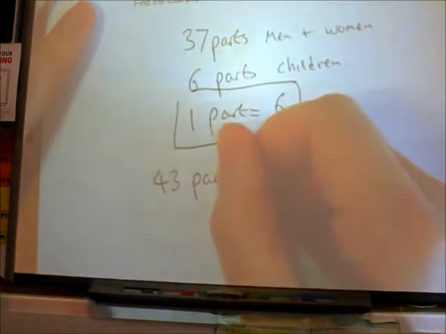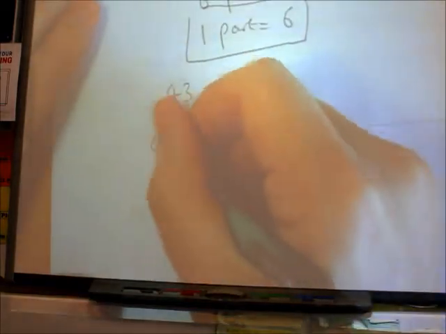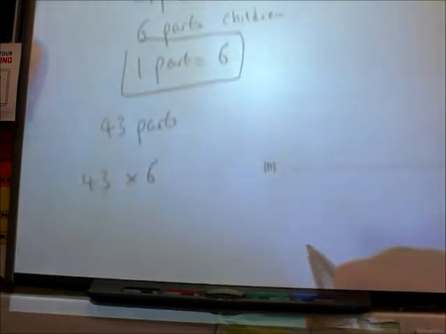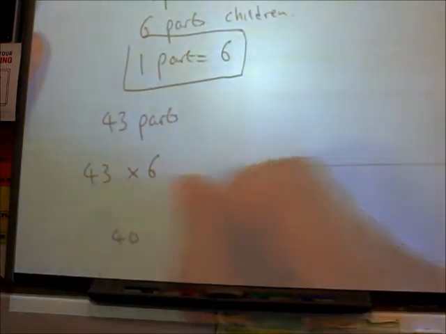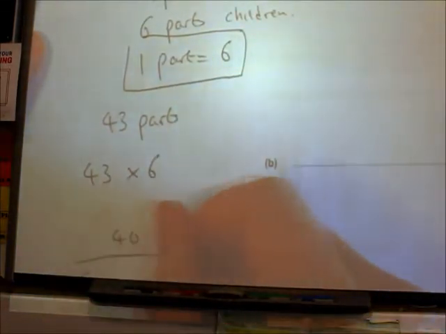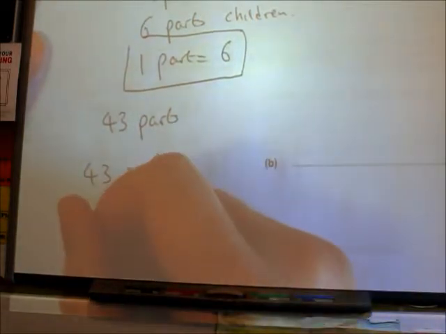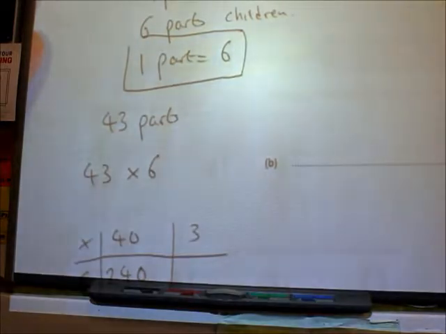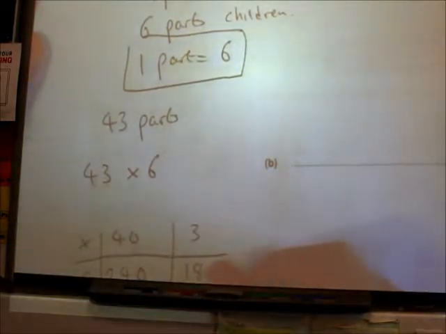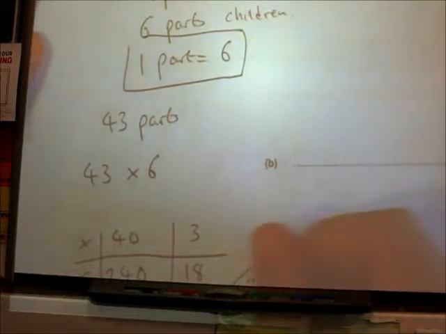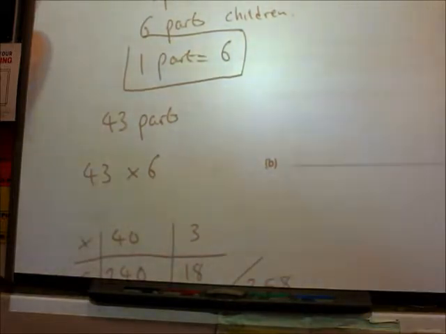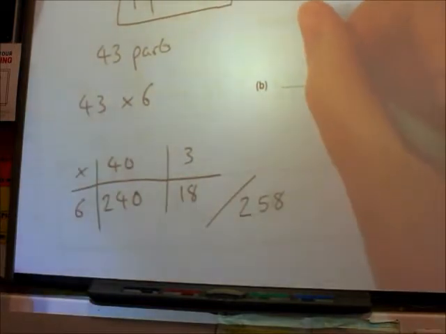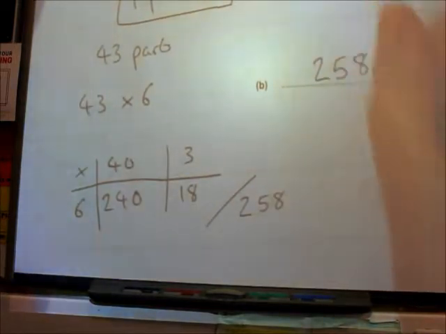So we need to do 43 multiplied by 6. So I'm going to set it out like this. 43 times 6. Again, there's lots of other ways of doing this multiplication, but it's the way I'm going to do it. 6 4s are 24 with a 0 on, and 6 3s are 18. So the total of that is 258. So that means the total population of the village is 258.